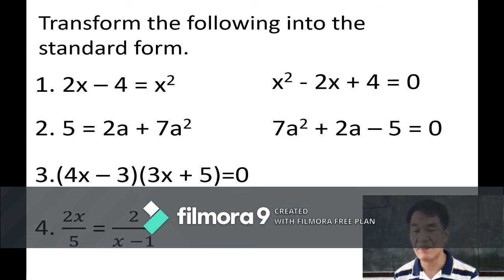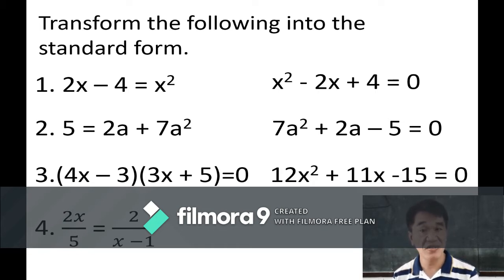Okay, number 3. In number 3, you need to multiply them first. So how do you multiply them? You do it the way we do multiplying binomials in the past lessons, even in your grade 8 before. So how do we multiply? We multiply in this way. Of course, we have 4x times 3x. Then you continue. After multiplication, you get this product, and that equals 0. So it's 12x squared positive 11x negative 15.